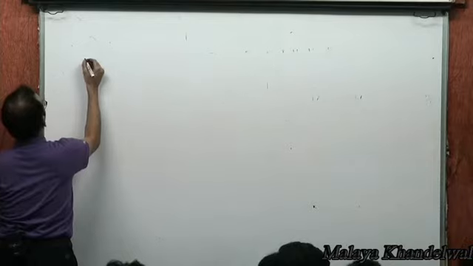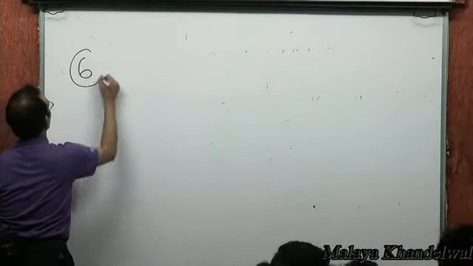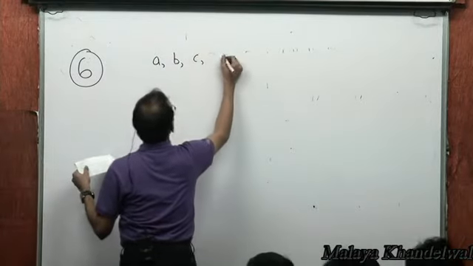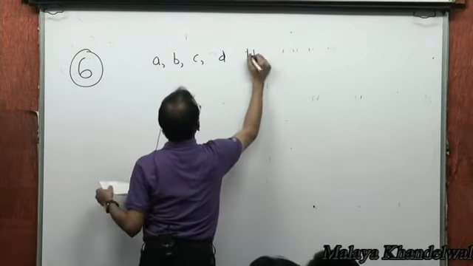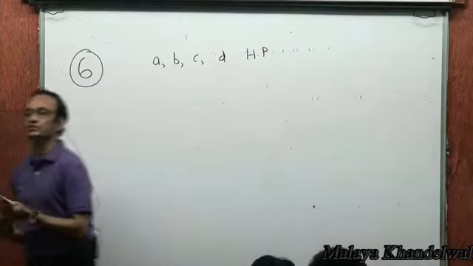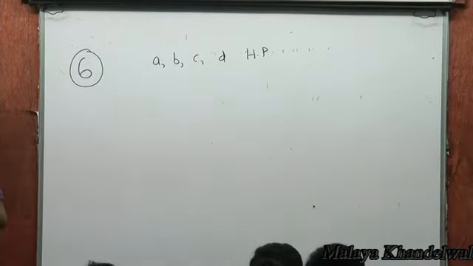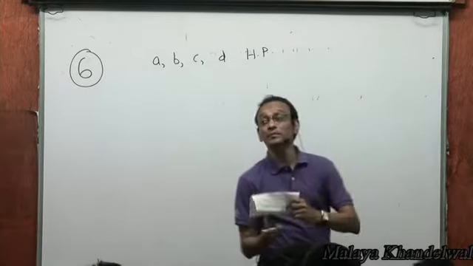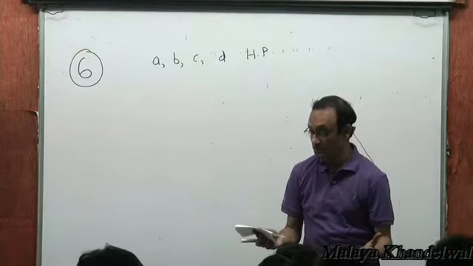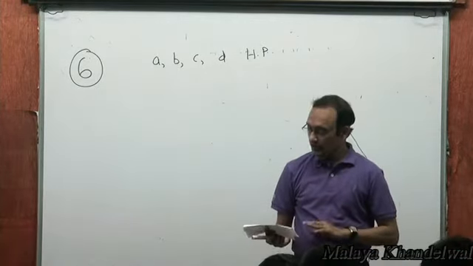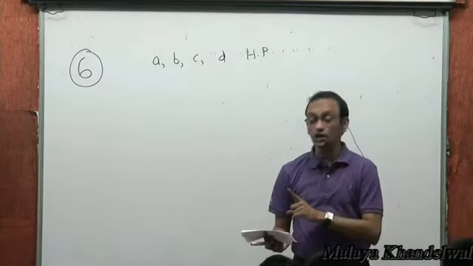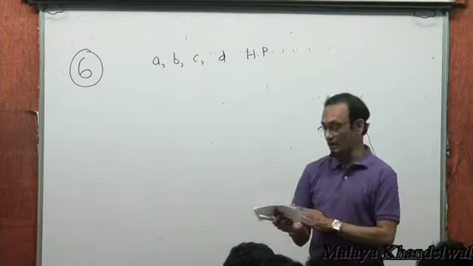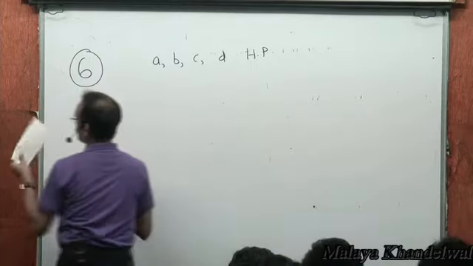Six. A, B, C, D are numbers in HP, which means their reciprocals are in arithmetic progression. And if three numbers A, B, C are in HP, then B is the harmonic mean of those numbers. A, B, C, D are also given to be positive distinct real numbers.